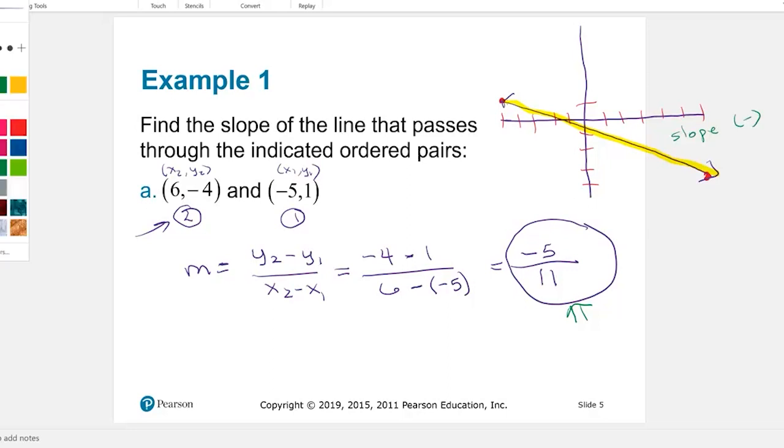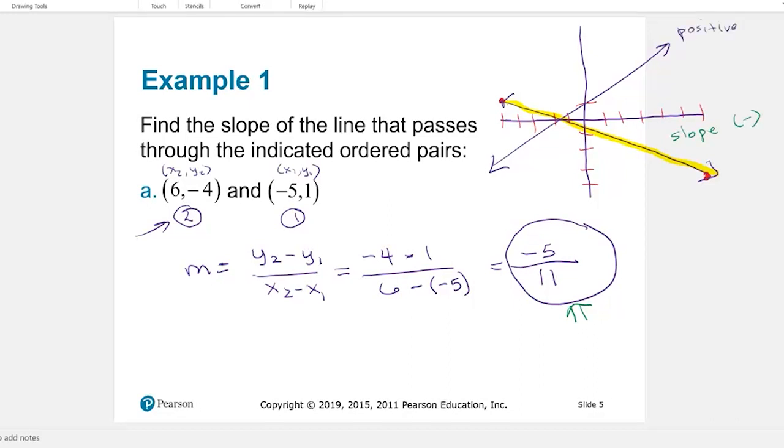If I had a positive slope, and I'm just making up a line, it would go like that. This has a positive slope. It's going up if I look at it from left to right. Okay. All right.